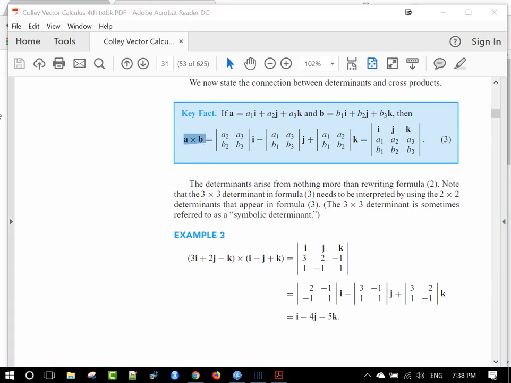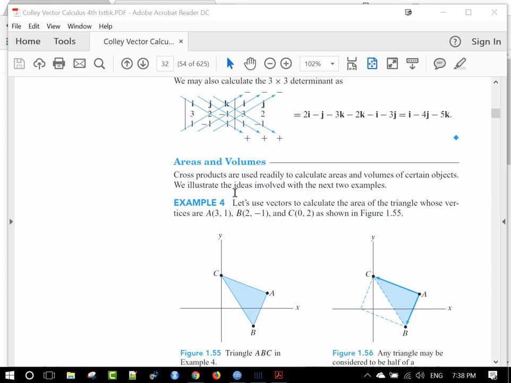So if you want to try it out, you could do this cross this. You do IJK, then you do 3, 2, negative 1, then you do 1, negative 1, 1, and then you figure this out, and you get this, and that is the cross product. Okay, then we could do some examples.